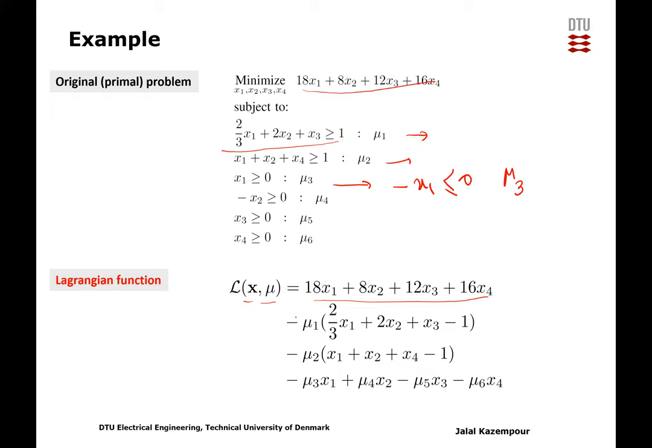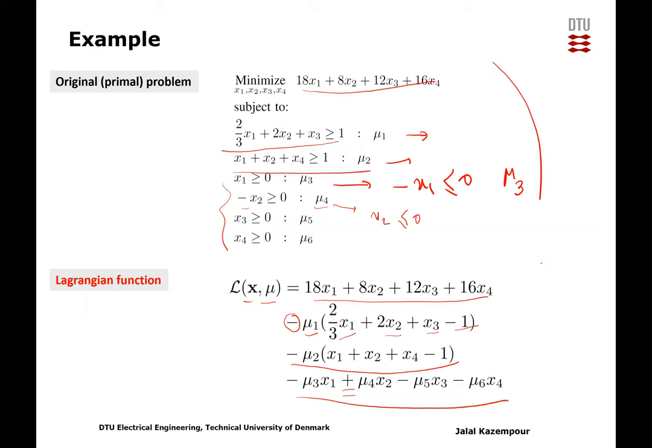So here I put minus mu1. So I put 1 in the left-hand side. So it's 2/3 x1 plus 2x2 plus x3 minus 1, right? So this minus comes from the fact that the sign should be flipped. The same for this constraint, we write this one. So for the non-negativity or non-positivity conditions, also we write these terms. Specifically for mu4, we already have minus. So it's x2 lower than or equal to 0. So here it comes with the positive sign. Is it clear? Have to derive the Lagrangian function of this example here. Hope it's clear.